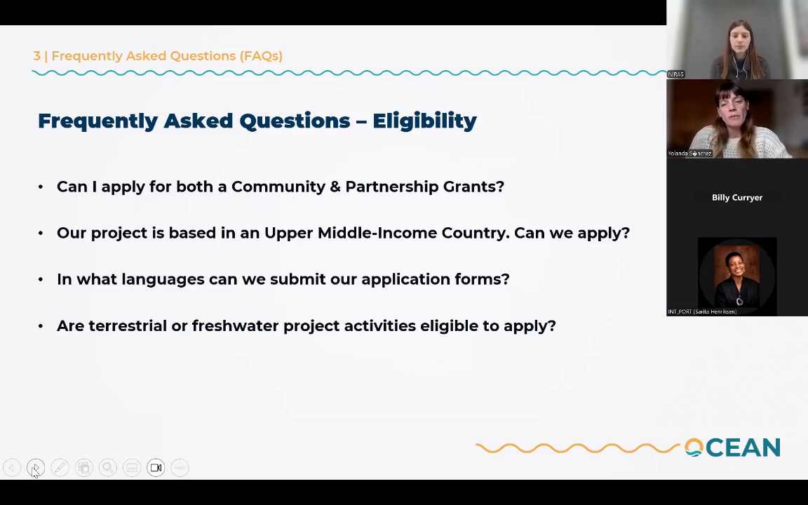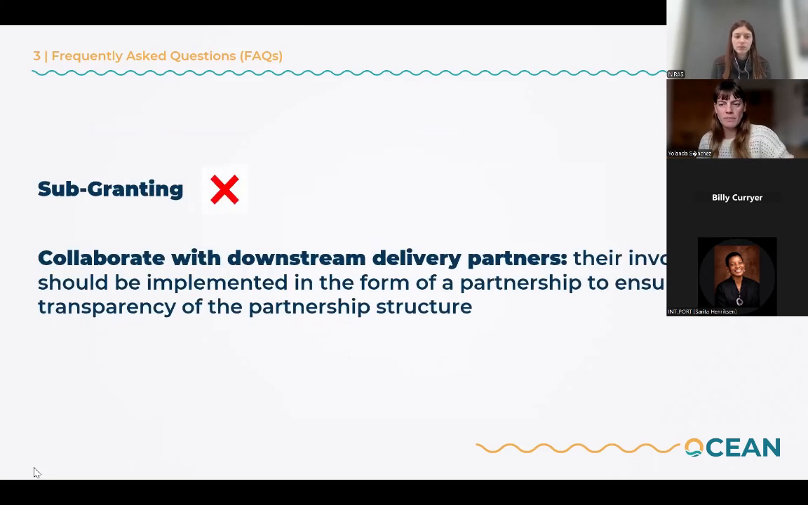Then we also receive questions about whether terrestrial or freshwater project activities are eligible to apply. We want to highlight that the Ocean Grant is focused on coastal communities, coastal countries. So we are just focused on marine ecosystems and, as I say, coastal countries. Let's go to the next slide, please.